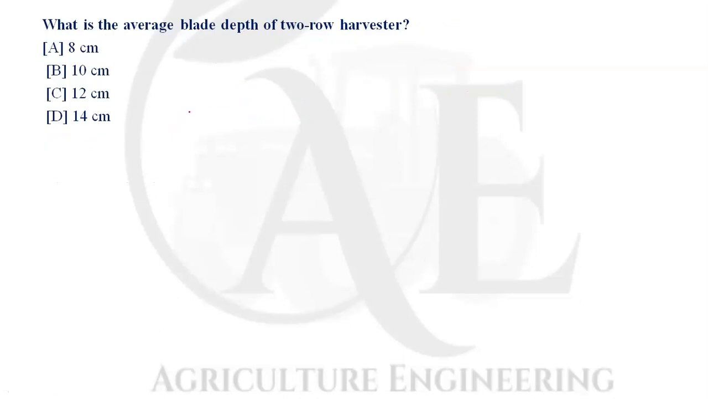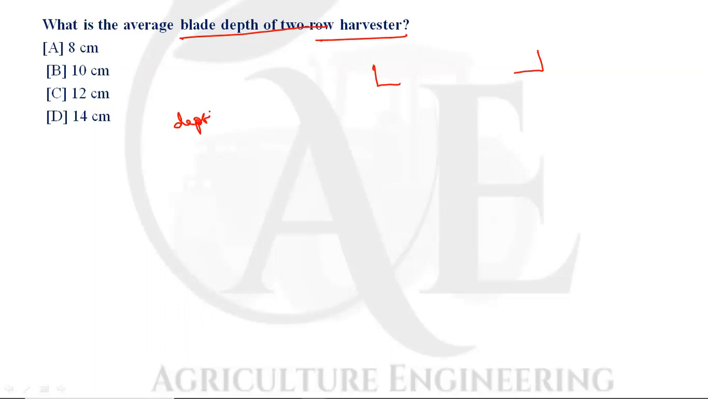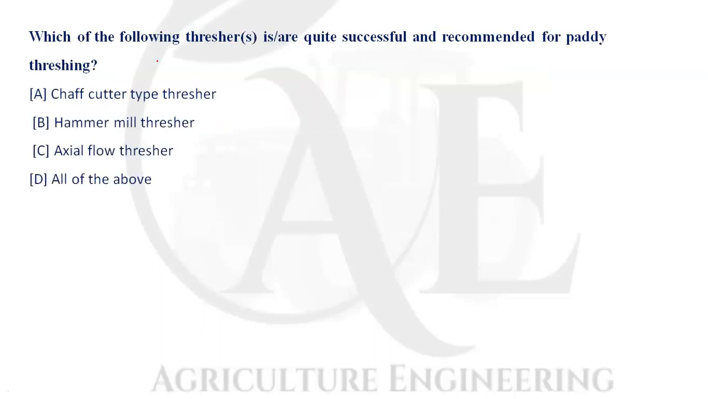Seed feed rate. Then what is the average blade depth of a 2-row harvester? The 2-row harvester average blade depth is 10 centimeter. So option B is the correct answer. Next question. Which of the following threshers is quite successful and recommended for paddy threshing? For paddy threshing we can go with the axial flow thresher, which is quite successful when compared to the other types of thresher. So option C is the correct answer.